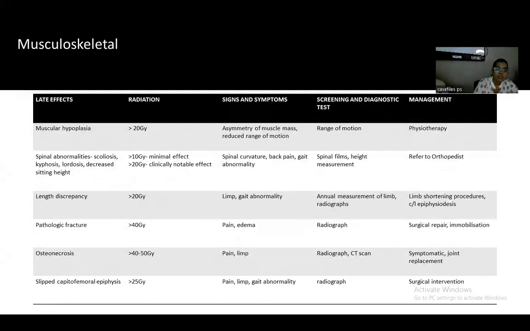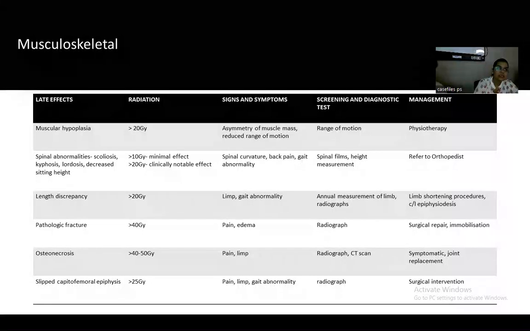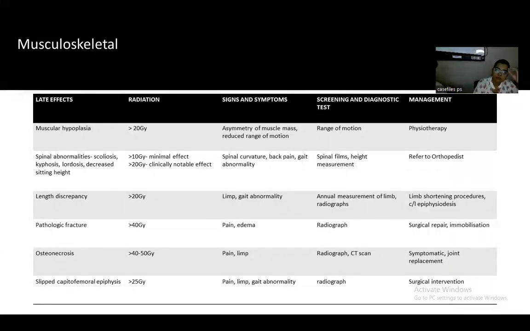Next are the musculoskeletal side effects. Musculoskeletal side effects include muscular hypoplasia, which presents as asymmetry of muscle mass and reduced range of motion. We can manage them by physiotherapy. Second is spinal abnormalities, which include scoliosis, kyphosis, lordosis, and decreased sitting height. For these, we need to check the spinal curvature, if there is back pain or not, and if there is any gait abnormality present or not.